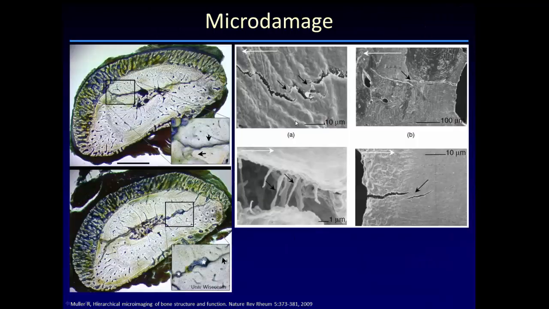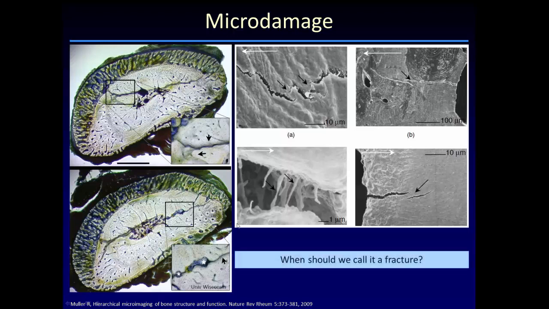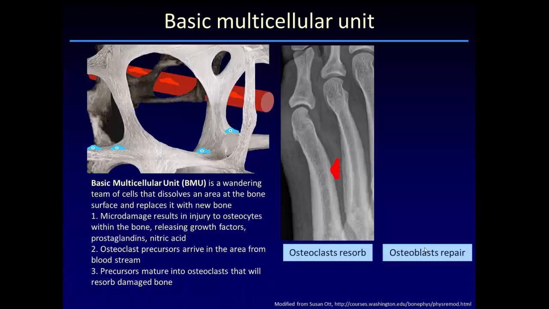Here are some electron microscopy images, obviously done in vitro, showing this type of microcracking that's taking place within the bone. And our question really becomes, when should we call this a fracture? Because this type of cracking is going to occur at all of the different length scales that I just mentioned. In clinical practice, we are going to focus on the damage only when it becomes macroscopic. Now, how does your body heal itself from all of this microdamage that we accumulate through our activities of daily living?